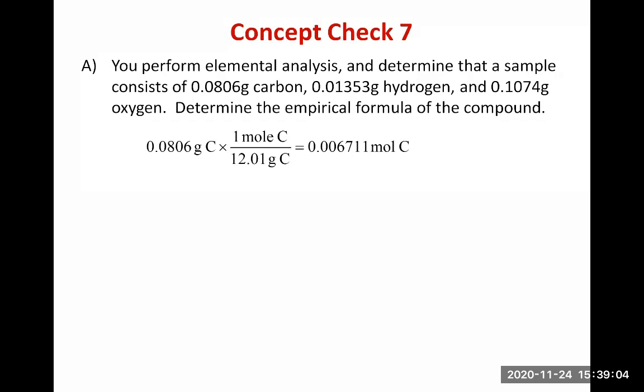So let's start with carbon. You take its mass, 0.0806 grams of carbon, multiply by 1 mole of carbon over 12.01 grams of carbon, because that's the molar mass of carbon. We want the grams on the bottom and the mole on top, so that we can cancel the given unit of grams. In the calculator, it's 0.0806 divided by 12.01, and the calculator answer is 0.006711.